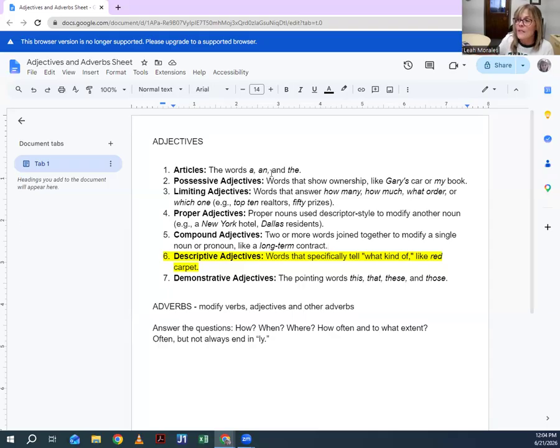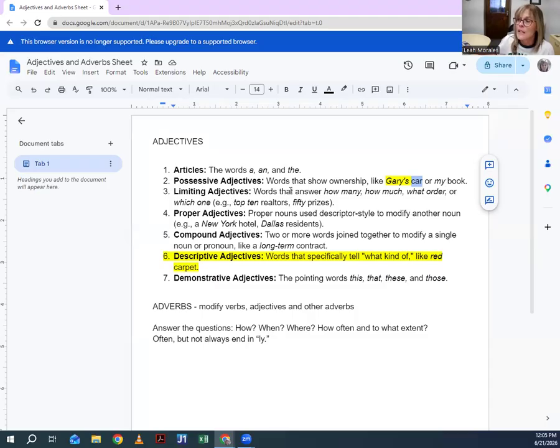There are also possessive adjectives, words that show ownership, like Gary's car or my book. Now, see, Gary is a name, so you might be confused. Gary is a noun. Gary is definitely a person. I know Gary. But remember how words are used to decide what parts of speech they are. In this sentence, Gary's is being used as an adjective because it's telling whose car it is, which car it is. It's Gary's car. Okay? So that's something important to remember.